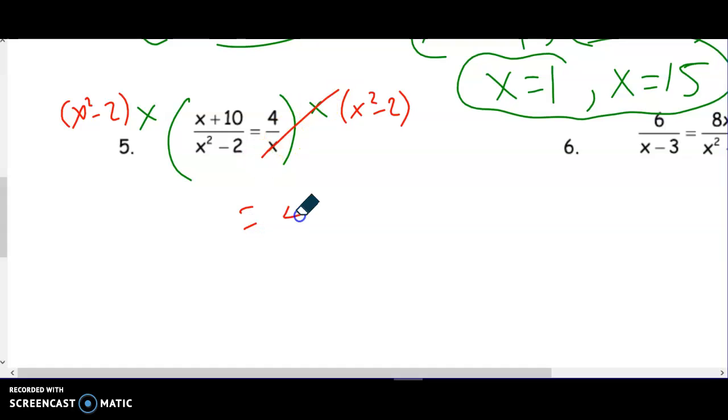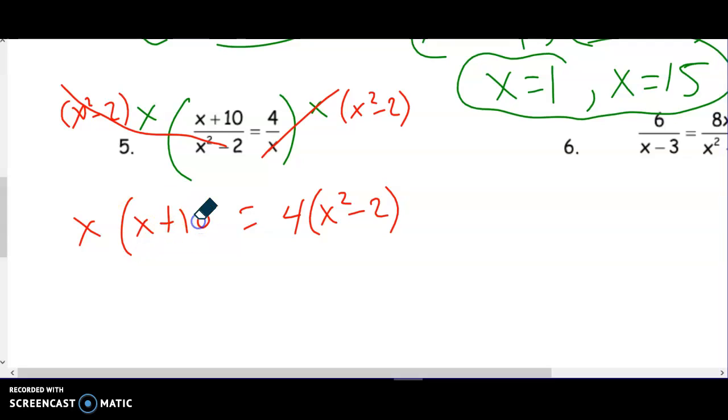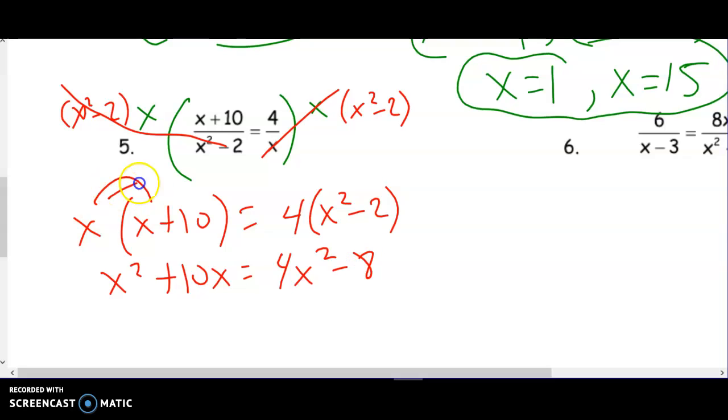So those x's cancel. We're left with 4 times x squared minus 2. Let's see, those cancel. So we're left with x times x plus 10. So x squared plus 10x, let's just distribute. 4x squared minus 8, so distribute.